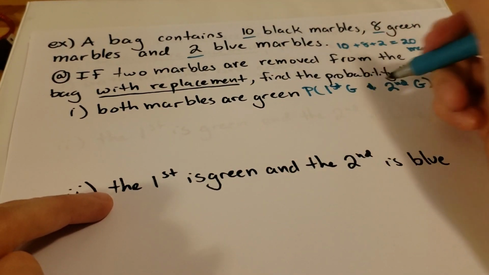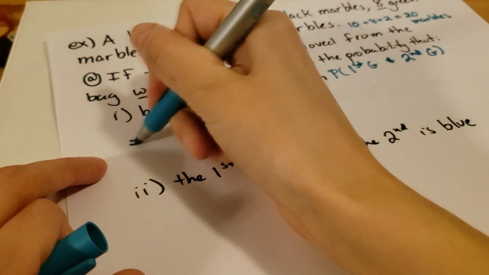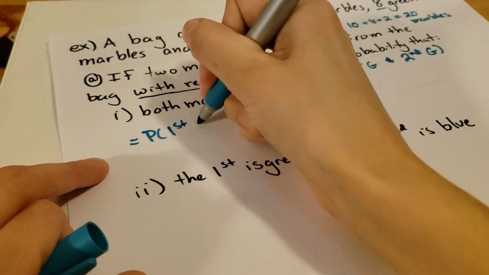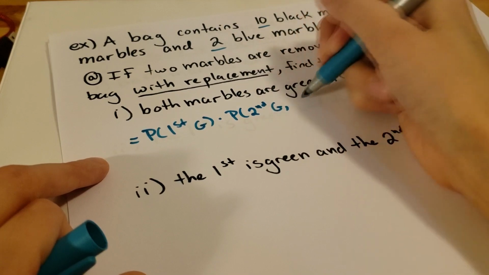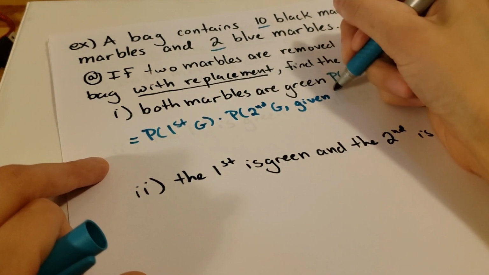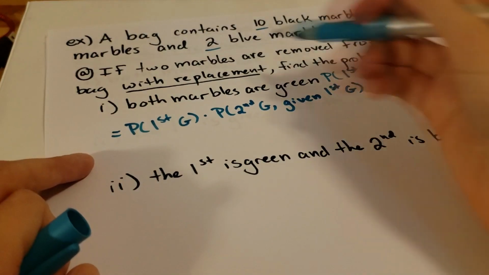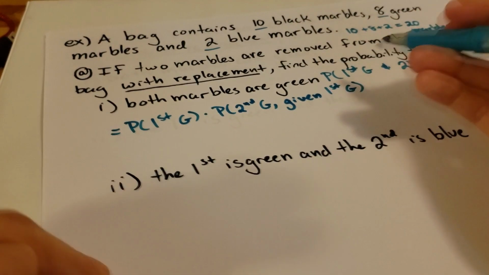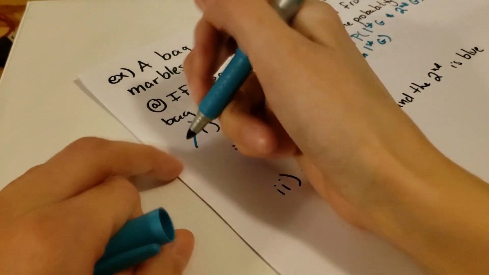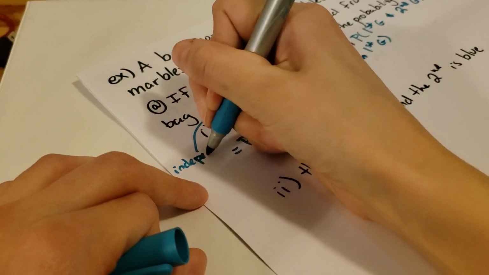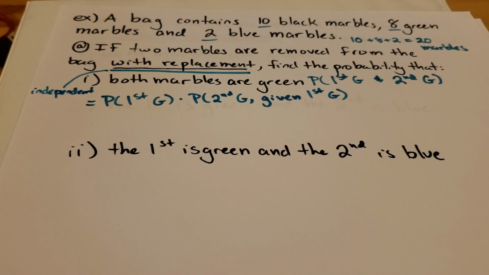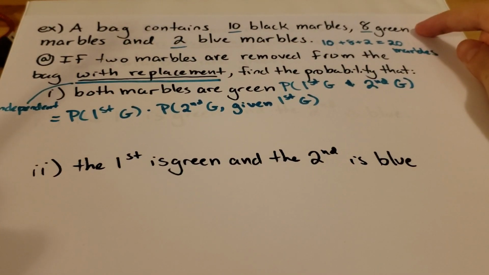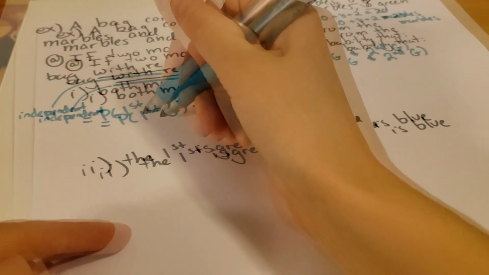So the probability that our first marble is green and our second is green, well, we can rewrite it like this. Probability that the first is green times the probability that the second is green given the first was green. Okay, and now this is with replacement, so these are independent events. Now our probability that the first is green, well, we have 8 green marbles out of 20 marbles total. So this is just 8 out of 20.